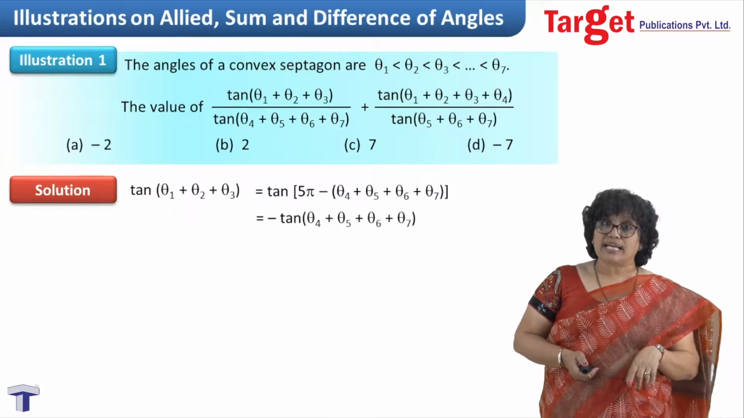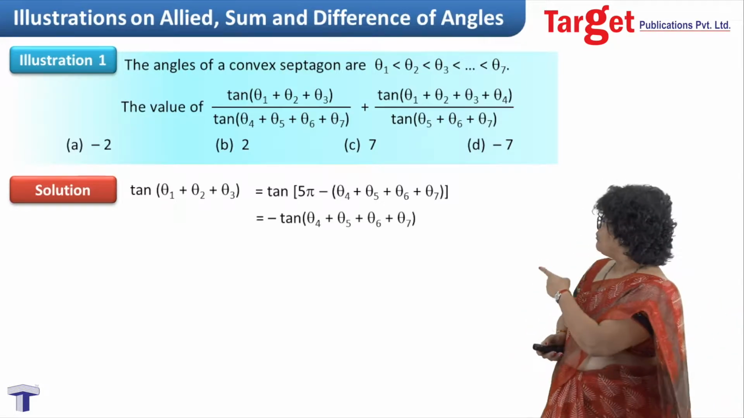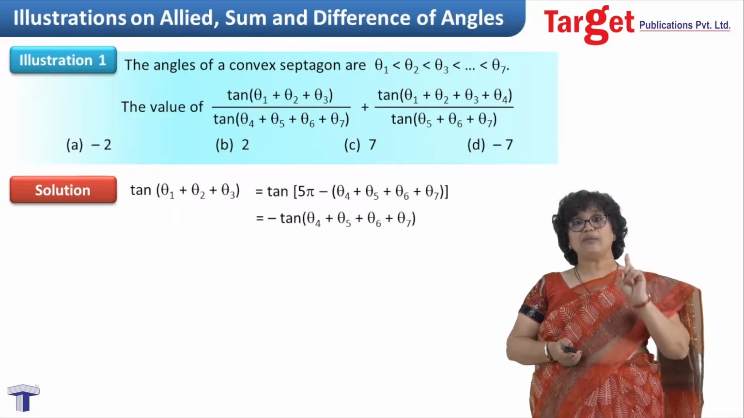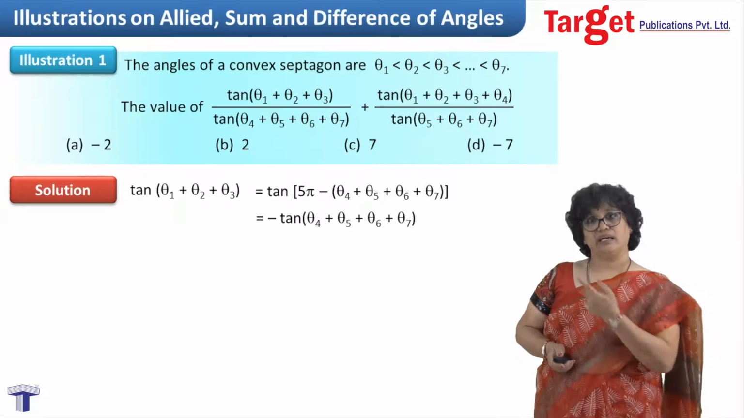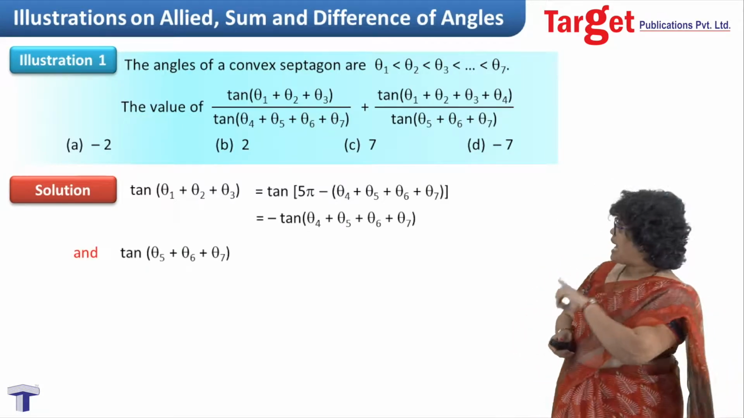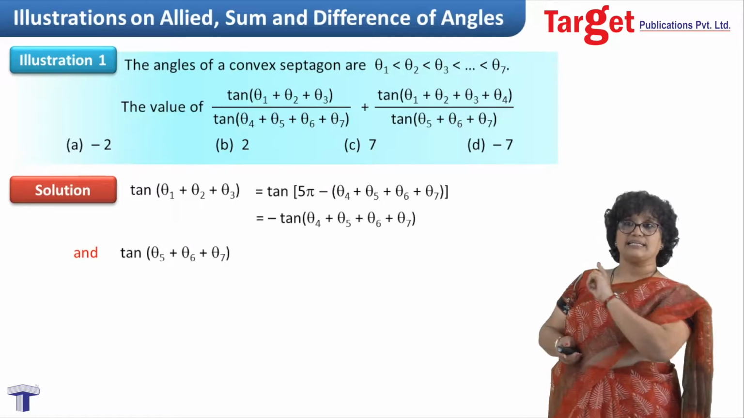And that can be written as minus of tan of theta 4 plus theta 5 plus theta 6 plus theta 7. Why do I say so? Because tan of minus theta is minus tan theta. So I can write that. Now similarly, I write for tan of theta 5 plus theta 6 plus theta 7 also.